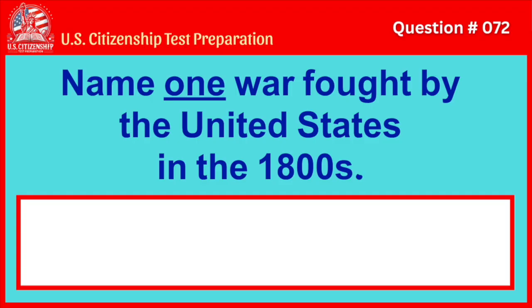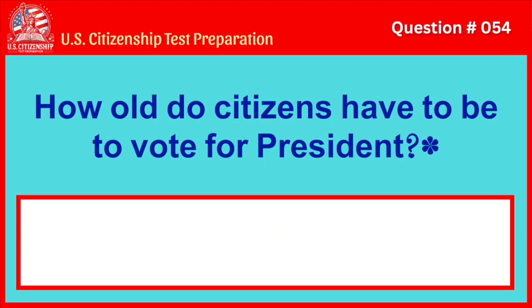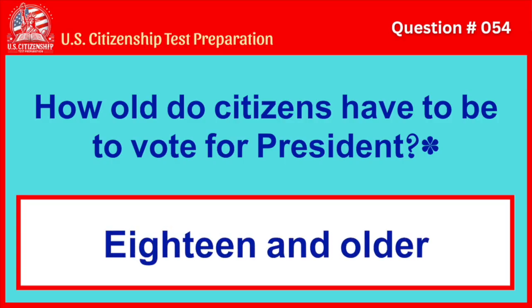Name one war fought by the United States in the 1800s. Civil War. How old do citizens have to be to vote for president? 18 and older.